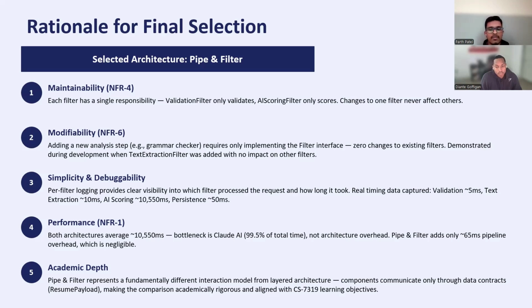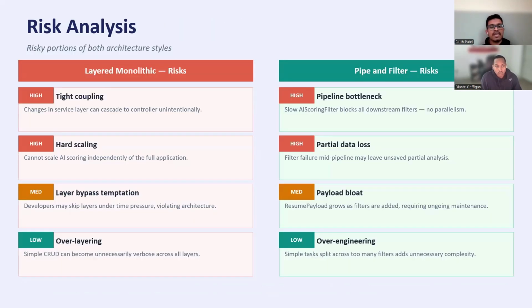Fourth would be performance. Both architectures average around 10,500 milliseconds in latency. So it takes that much time to evaluate each and every resume. The bottleneck here is the Claude AI call, not the architecture itself. And the last comes risk, and we identified them formally using the lightweight architecture evaluation method, based on the ATAM method.